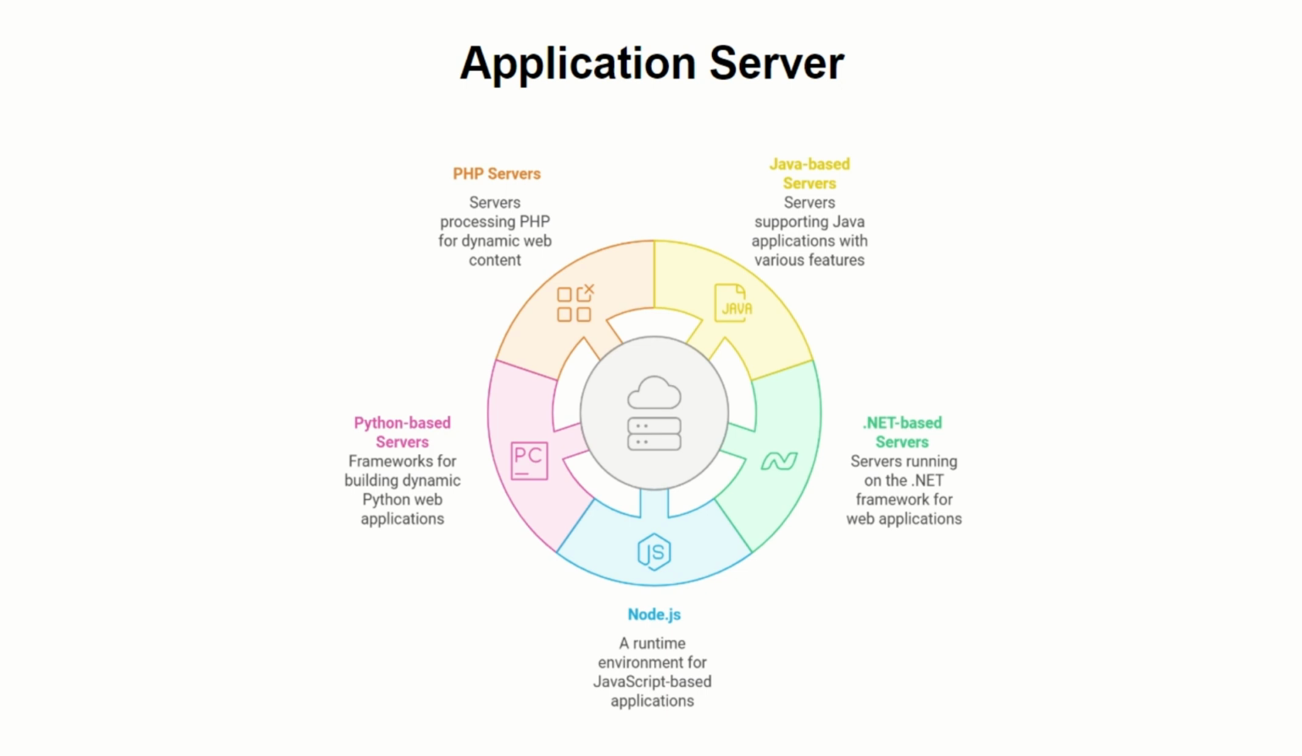.NET-based servers are Microsoft IIS and Node.js. Python-based servers like Django and Flask, and PHP-based ones like Apache or Nginx. Web servers like Apache and Nginx serve as both web and application servers when running PHP applications and processing dynamic content like form submissions or database interaction. So these are examples of application servers.